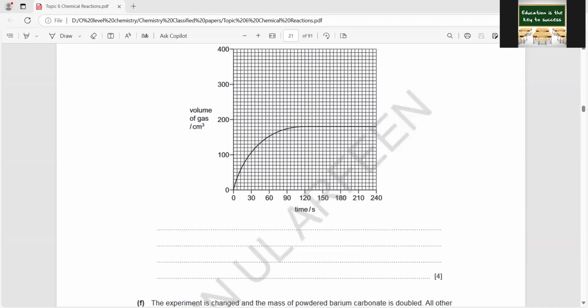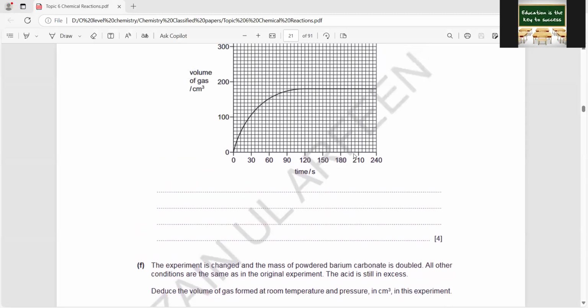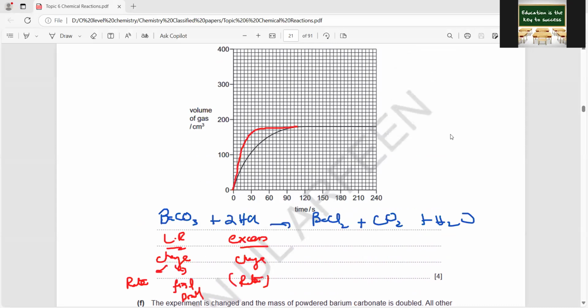And the next one, the experiment is repeated. The experiment is changed and the mass of powdered barium carbonate is doubled. If I double the barium carbonate, what will happen now? More product and a faster rate. So how much product is here? What is this value? It's 180 here. So if I double this, if I increase the barium carbonate, the reaction will be faster and I'll get more product. How much product will I get? 180 multiplied by 2, so it will be 360.